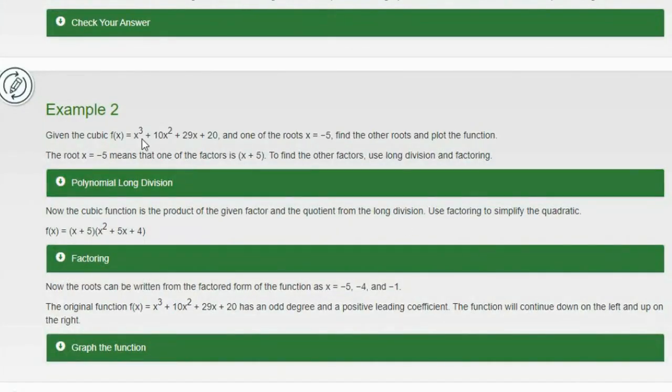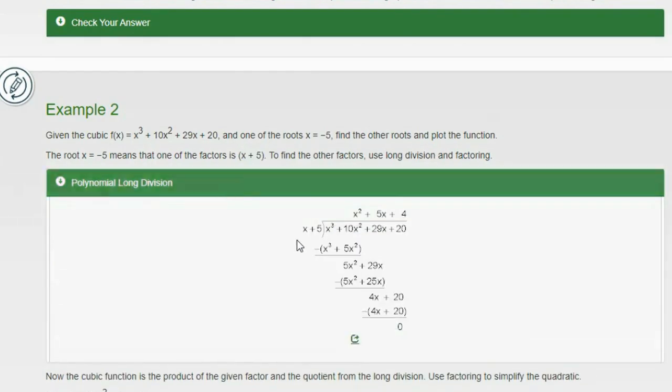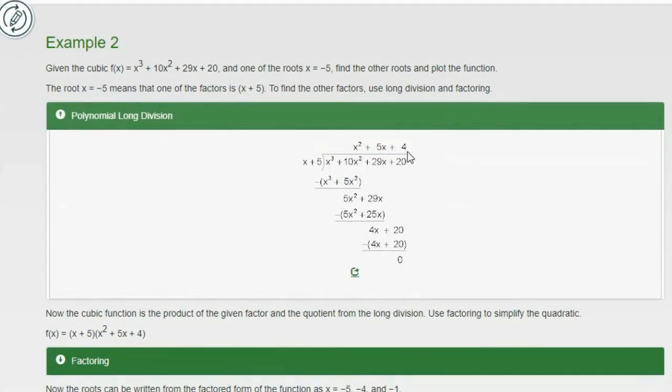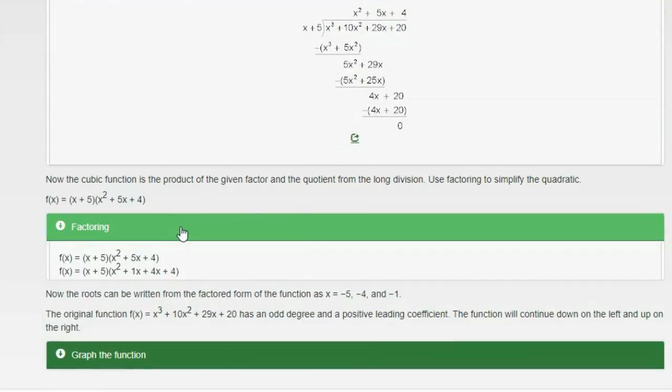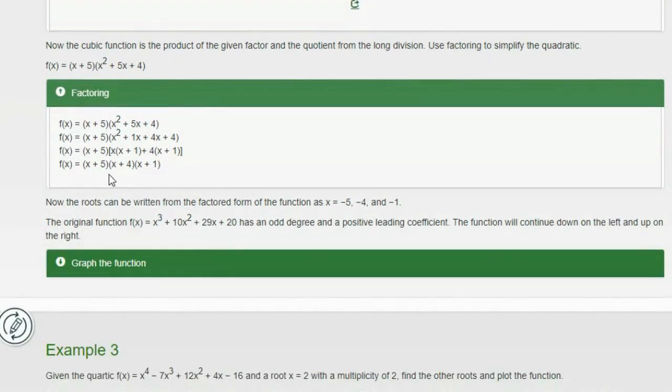Oh, let's see. Given this cubic, x cubed plus 10x squared plus 29x plus 20, and one of the roots is x equals -5. So they would say, all right, we can use long division. And since it's not -5, we'd take x plus 5 and divide it into there. And they want us to find the other roots and then make the graph of that. Well, let's let them do the long division for us. X squared plus 5x plus 4. Does that factor? It does. So it ends up x plus 5, x plus 4, x plus 1. So we have 3 roots at -5, -4, and -1.